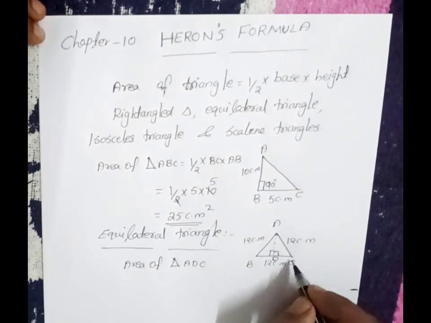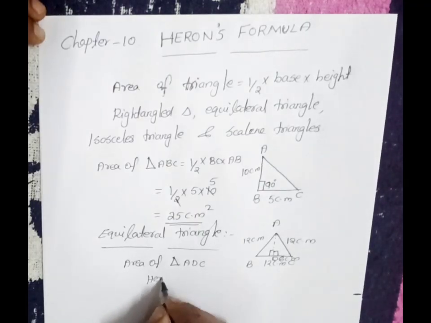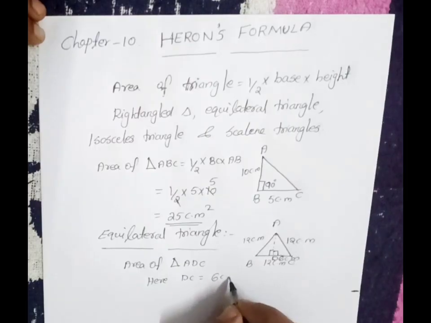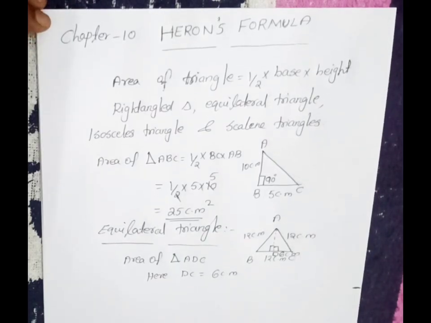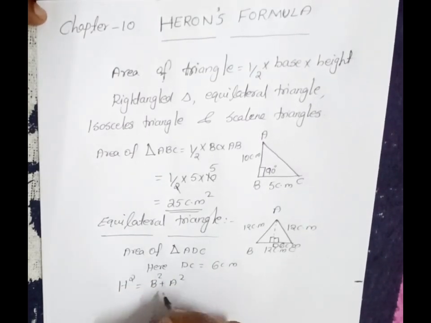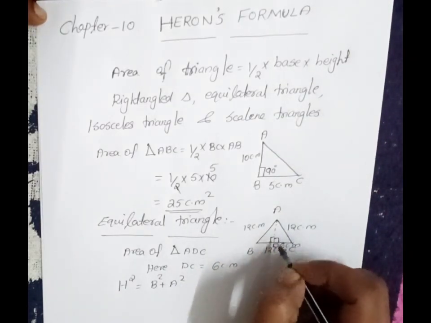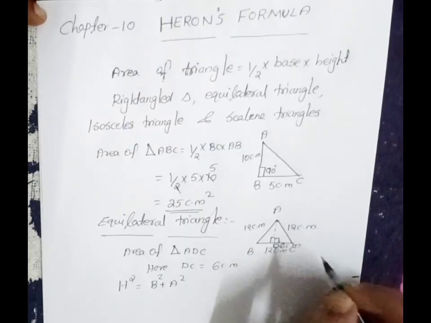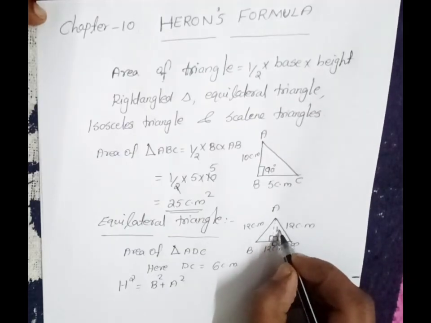Here, D is the midpoint of BC. Therefore, the length of DC is 6 centimeter, that is half of BC. Then, by the Pythagorean theorem, we know that h square is equal to b square plus altitude square, that is base square plus altitude square. Considering the right angled triangle ADC, AC is the hypotenuse, DC is the base, and AD is the altitude. Then AD can be denoted by H.